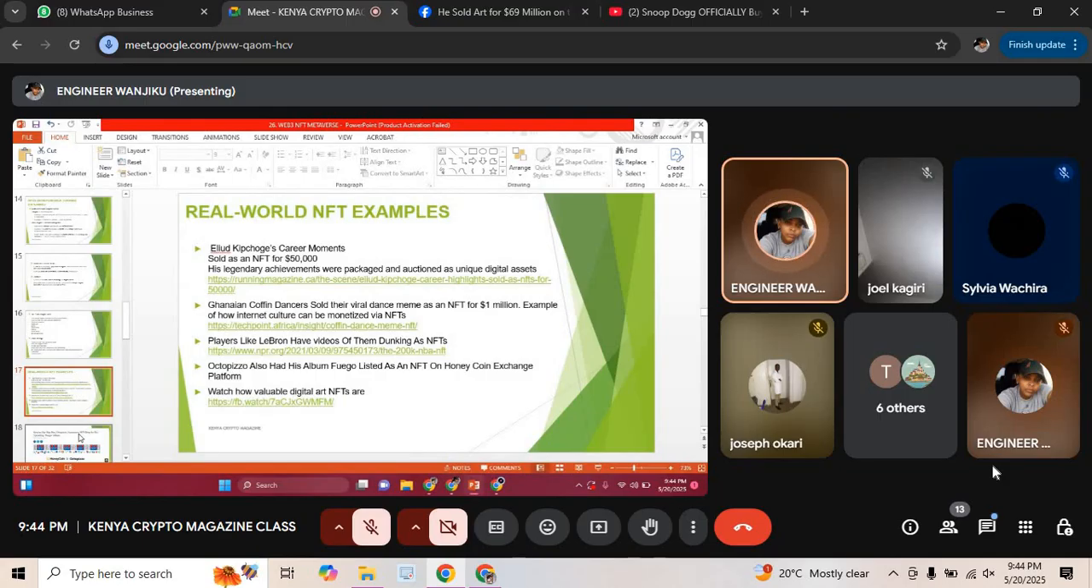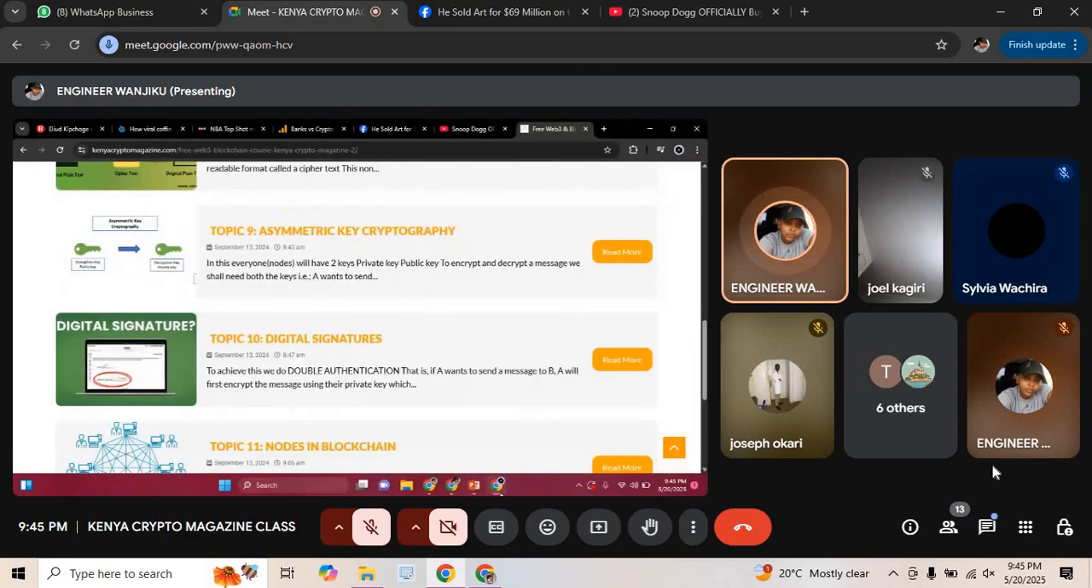Let's look at real-world examples. We have NFTs of Eliud Kipchoge's career moments, and these NFTs were sold for $50,000. I think $50,000 is around 6 million, if I'm not wrong right now, with a value of $1 for 150 Kenya shillings. So it's around 6 million. So the Eliud Kipchoge career moments were sold as an NFT for $50,000. So his legendary achievements were packaged and auctioned as unique digital assets.